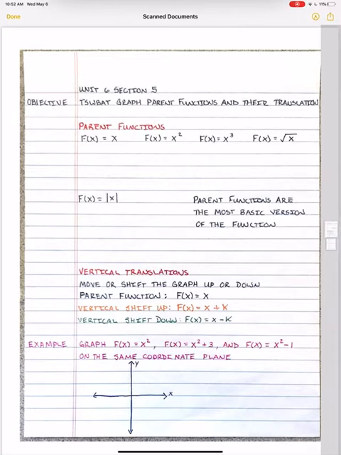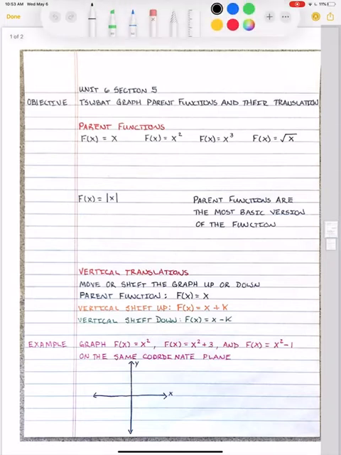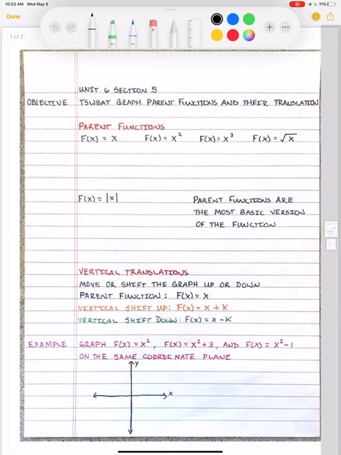First off, parent functions. Parent functions are the most basic version of a function. So the parent functions that we're going to be looking at are f of x equals x, f of x equals x squared, f of x equals x cubed, f of x equals the square root of x, and f of x equals the absolute value of x. Okay, so these basic functions are called parent functions, and every graph that you create is based off of them.